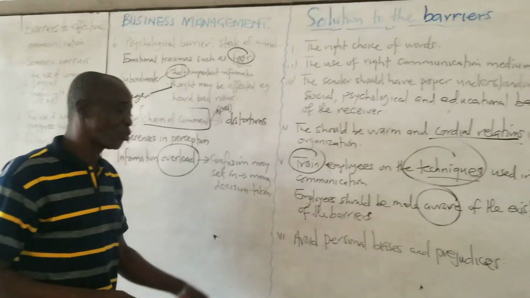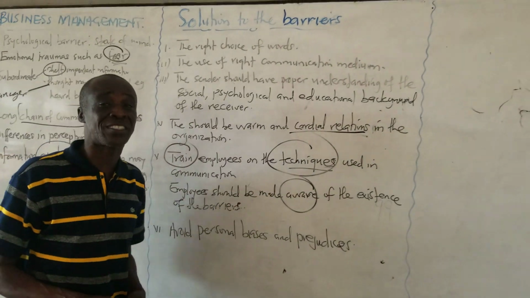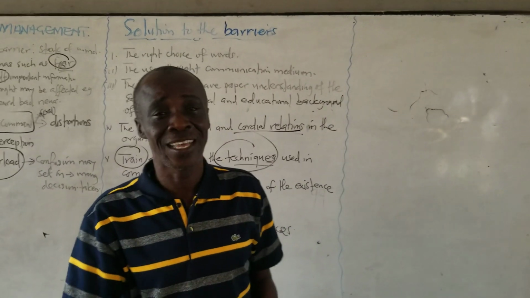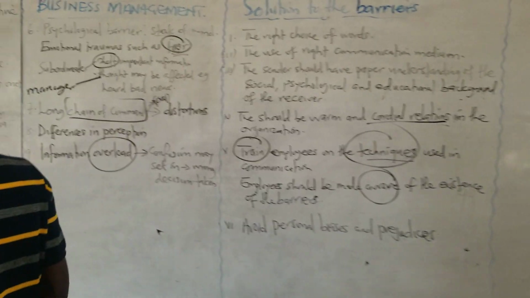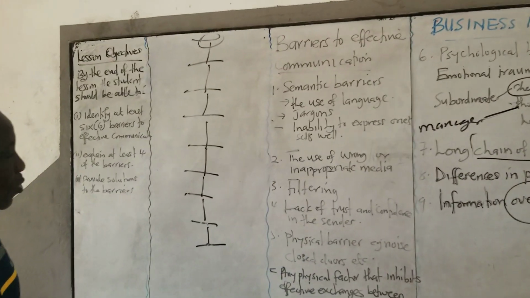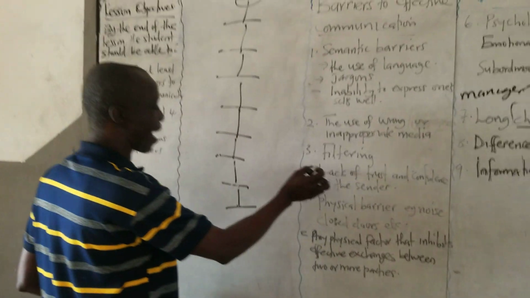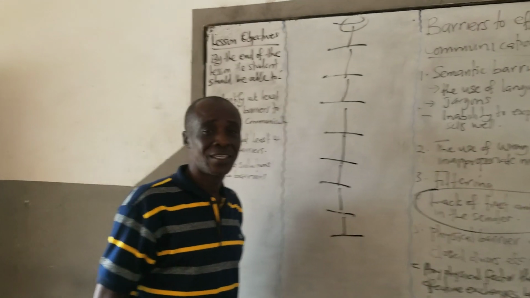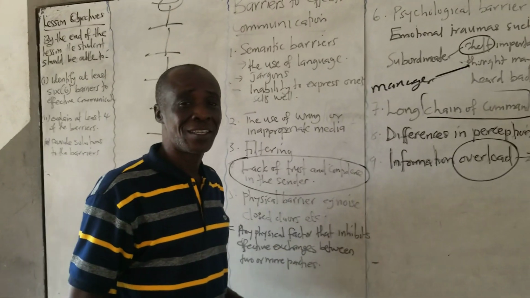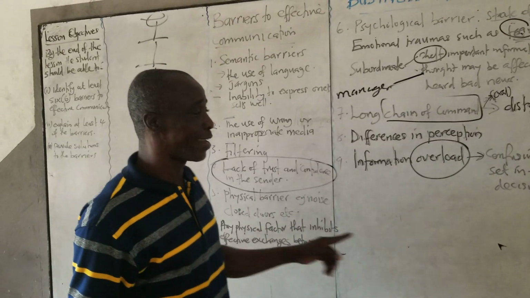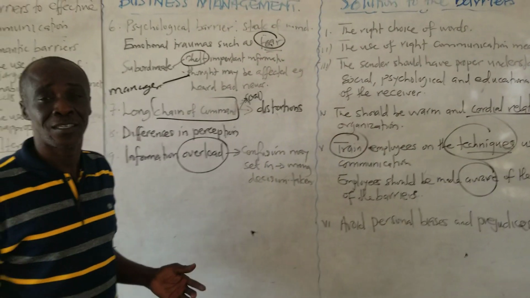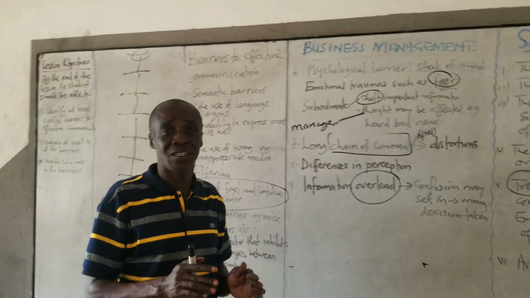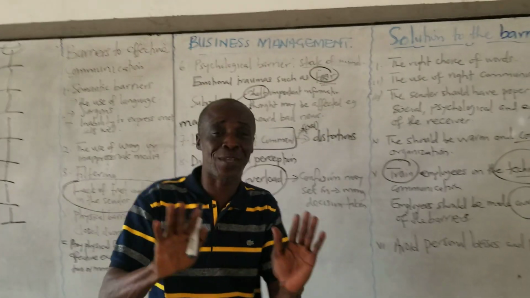The last one here is that you should avoid personal biases and prejudices. You remember one of the points we learned about lack of trust and confidence in the subordinate. If you don't have trust in somebody, then that becomes a barrier, and that will be personal bias, or it may be a prejudice. You say this person is a liar.